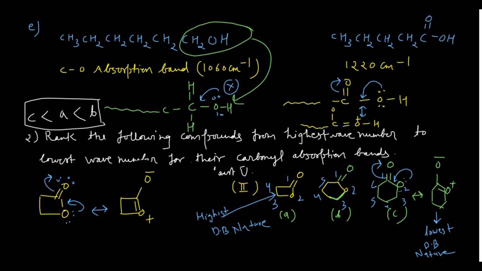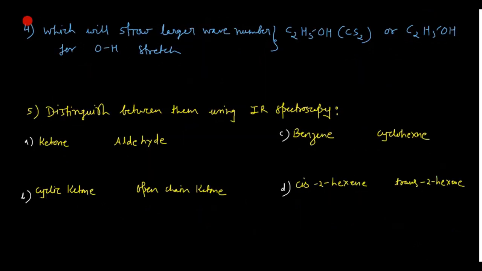So if you arrange them, then you will find wave number is highest for the 4 membered lactone followed by the 5 membered, and wave number would be lowest for the 6 membered lactone. Okay, I hope you understood the things. Now moving to the next problem, what it says. Right, so I have changed the number again. Number 4, which will show the larger wave number for OH stretch.